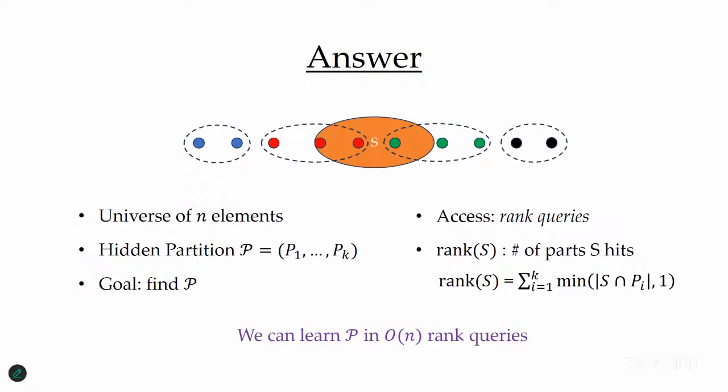Yes, there are also obvious impossibility results. Even for a laminar matroid, with two sets, you'll never be able to find the hidden set unless you make exponentially many queries.